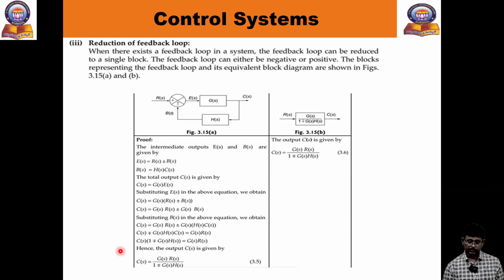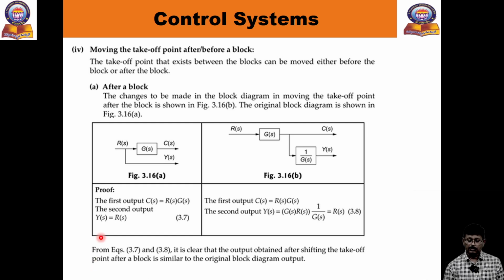Okay, previous polar transfer same here. Then again, moving the takeoff point. What is takeoff? You call it before the block. This is takeoff. This is called takeoff point. Okay, so moving the takeoff point after the individual gain.